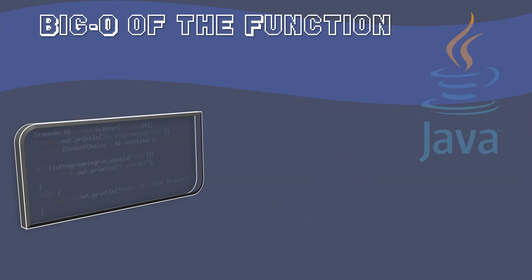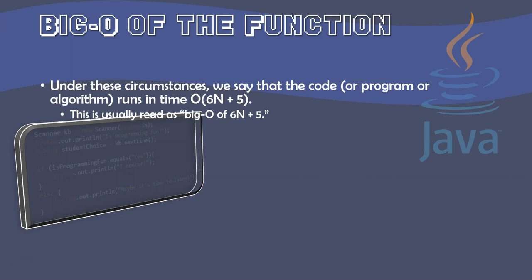So we have a function. What's that big O of it? Well, if we look at that function, we say, hey, the code or the program or the algorithm is running in big O of 6n plus 5. All right, so that is what we call the big O of that function.